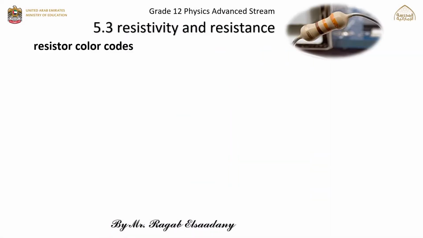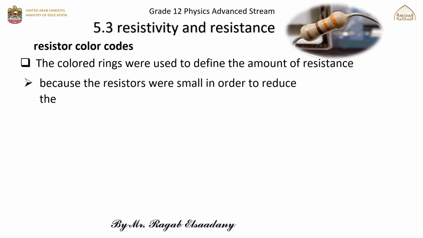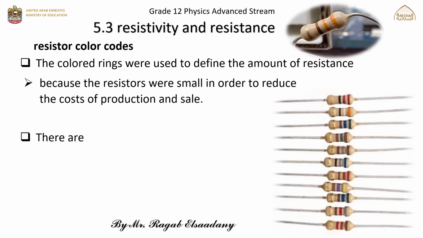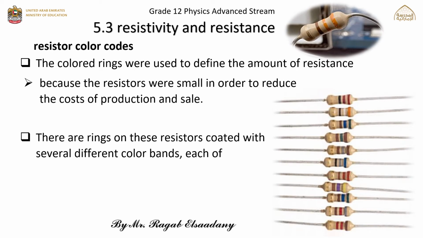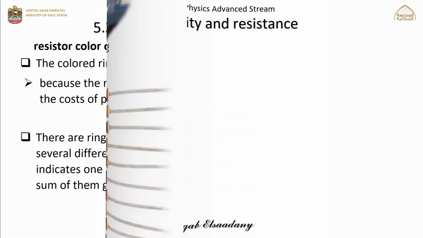Resistor color codes. The colored rings were used to define the amount of resistance because the resistors were small, in order to reduce the costs of production and sale. There are rings on these resistors coated with several different color bands, each of which indicates one of the resistance values, and the sum of them gives the amount of the resistance.